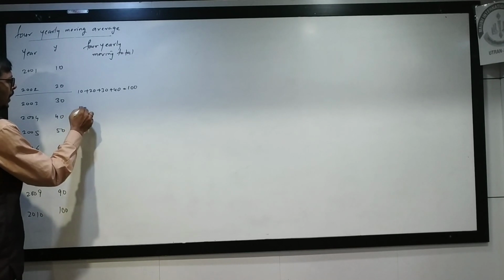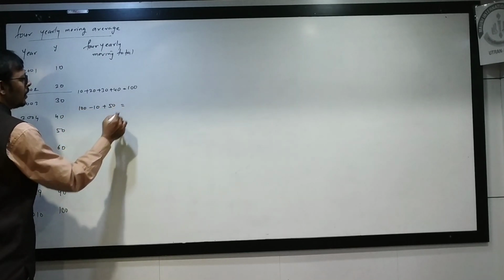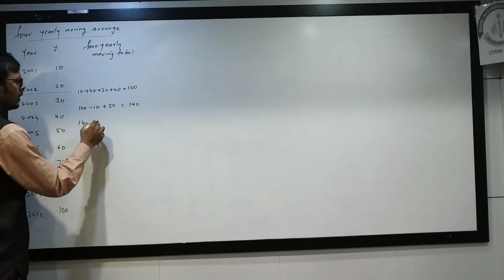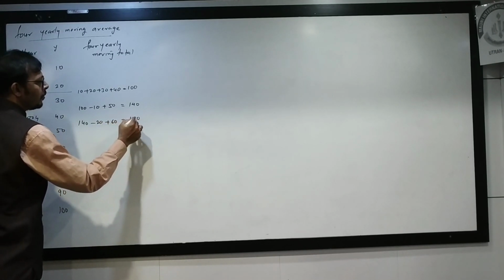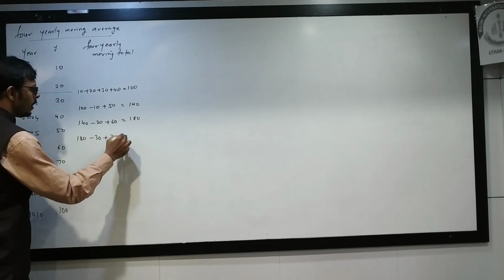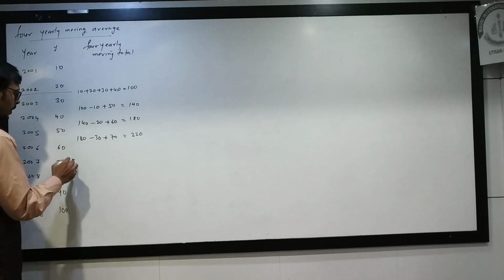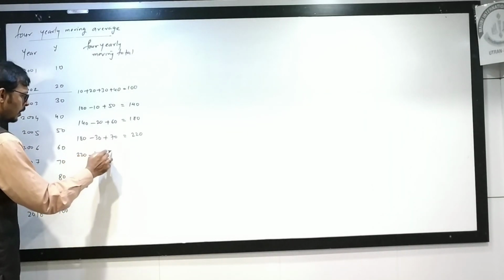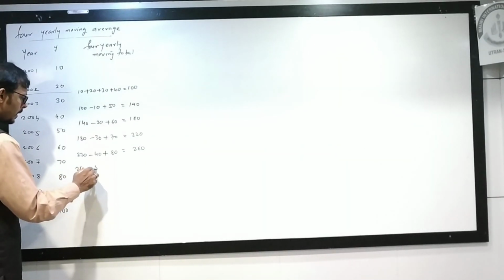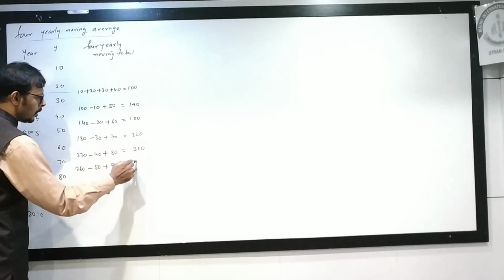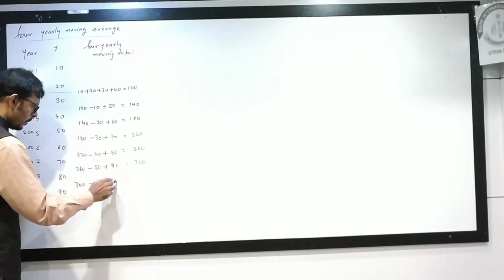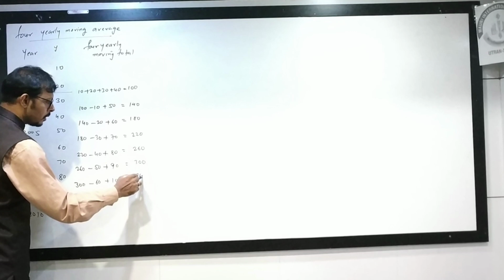Then here, 100 minus 10 plus 50, you will get 140. Then 140 minus 20 plus 60, you will get 180. Then 180 minus 30 plus 70, you will get 220. Then 220 minus 40 plus 80, you will get 260. Then 260 minus 50 plus 90, you will get 300. Then 300 minus 60 plus 100, you will get 340.